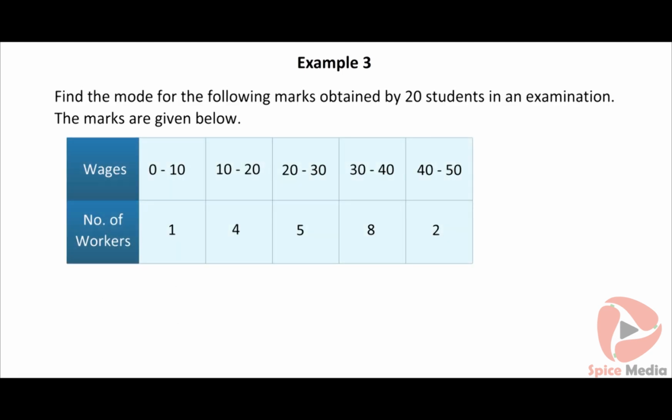Let us look at an example of how to find the mode. Find the mode for the following marks obtained by 20 students in an examination.